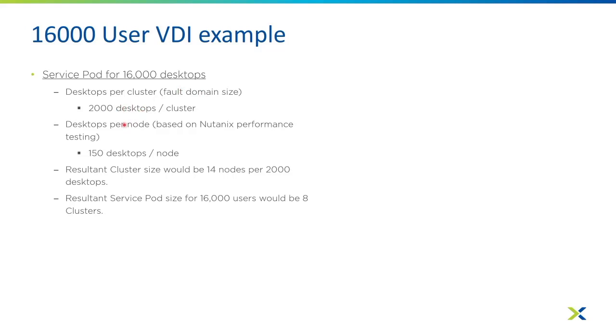Then we're talking about desktops per node. This is based on some of our internal performance testing. We saw that number before for task users down to power users, sort of 150 desktops per node. So take that as an assumption. So the resultant cluster size would be 14 nodes for 2,000 desktops. How do I get to that? 2,000 desktops divided by 150 is about 14 point something. So 14 nodes per cluster. We then need 16,000 desktops, so with a cluster size of 2,000, that is 8 clusters.